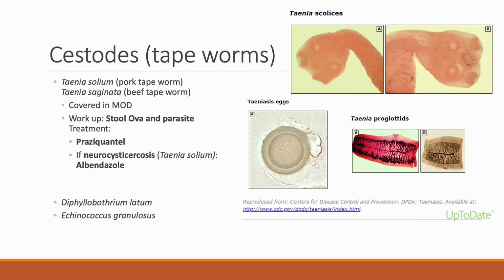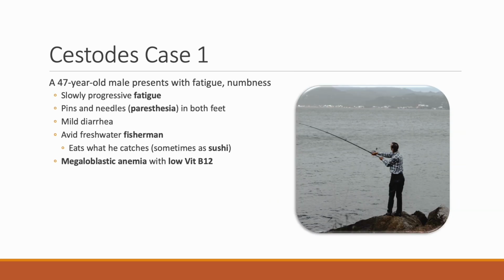We'll take time to discuss further, however, two additional cestodes, Diphyllobothrium latum and Echinococcus granulosus. In this case, we have a 47-year-old male who presents with nonspecific fatigue and numbness. He reports his fatigue's been slowly progressive. Additionally, he's having pins and needles or paresthesias in both his feet. He's also been having some mild associated diarrhea. He notes that he's an avid freshwater fisherman and frequently eats what he catches, sometimes as sushi.